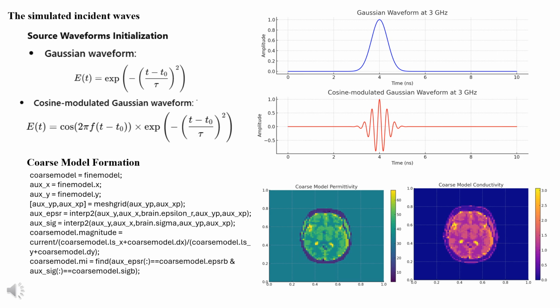pulse. Finally, at the bottom of the slide, we see two visualizations showing the coarse model of permittivity, left, and conductivity, right. These images are typically representations of the medium through which the electromagnetic waves are propagating. The coarse model permittivity plot represents how the permittivity varies across the domain.